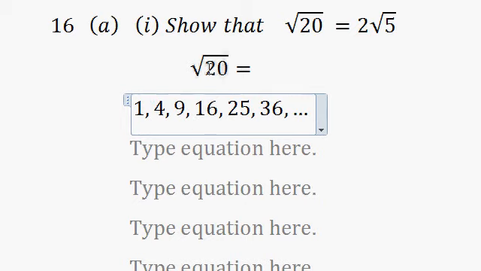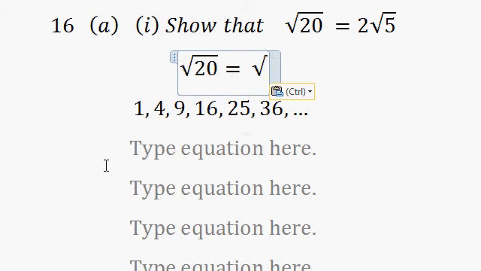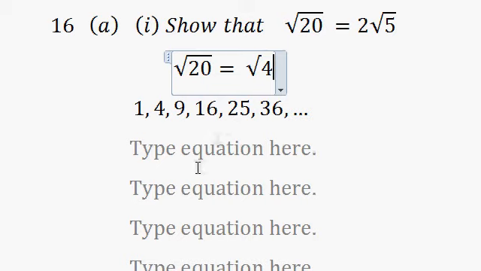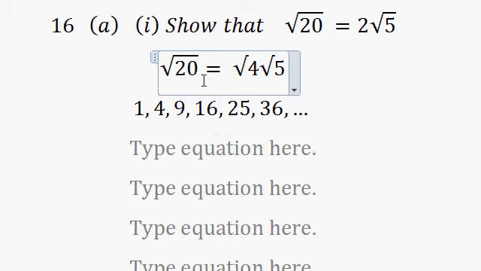Well, 1 will, but that won't get us anywhere, and 4 will. So 9 won't, 16 won't. So the number to divide in is 4. So root 20 is equal to root 4 times, well, if you divide root 20 by root 4, you would get root 5. So root 20 is equal to root 4 times root 5.